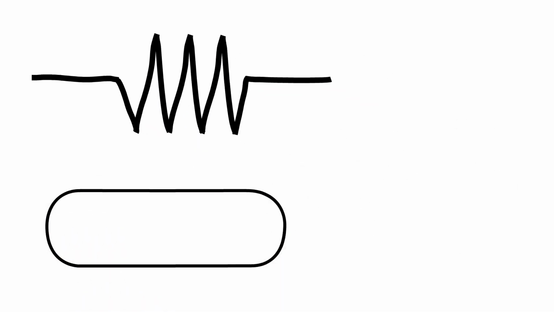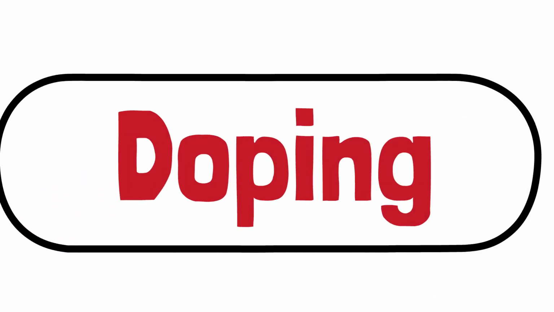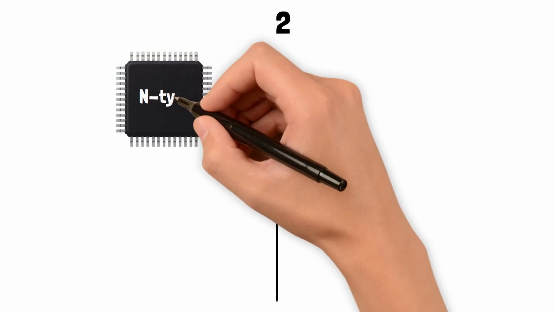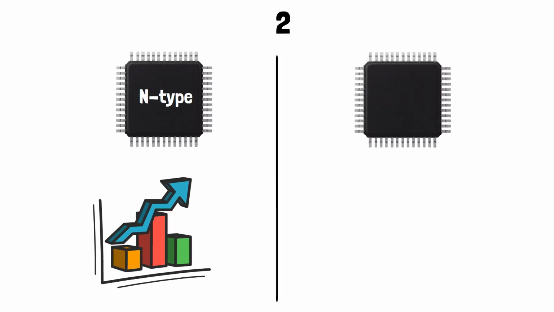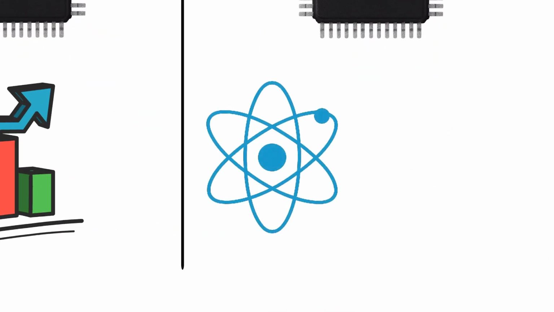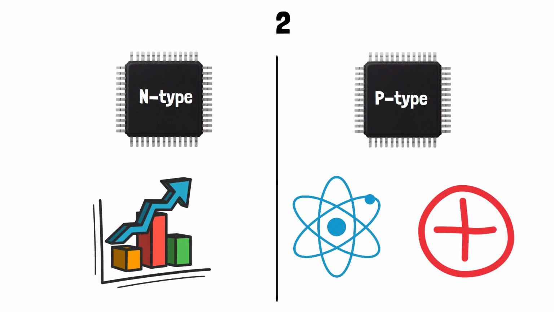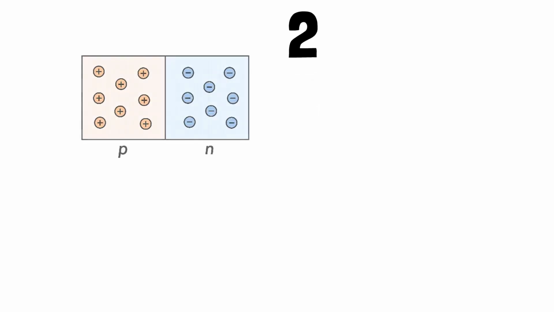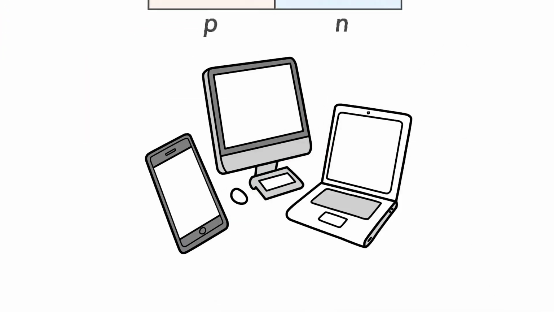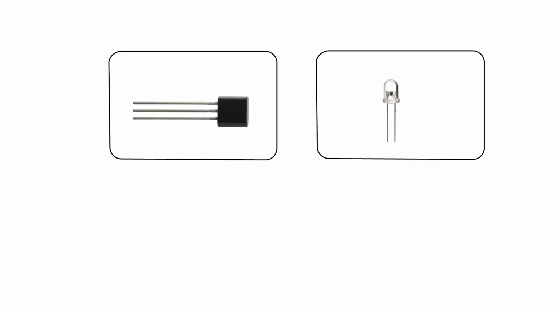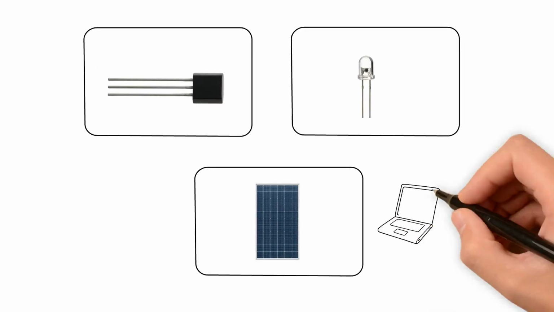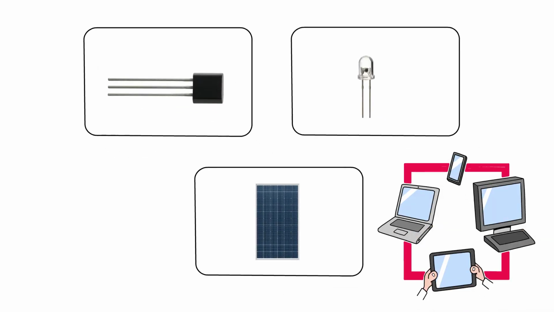By carefully adding impurities, a process known as doping, scientists can create two types of semiconductors. N-type, where extra electrons increase conductivity. P-type, where missing electrons, or holes, carry positive charge. When these two types are joined together, they form a p-n junction, the heart of modern electronics. This simple interface powers diodes, transistors, LEDs, and solar cells, the building blocks of all modern technology.